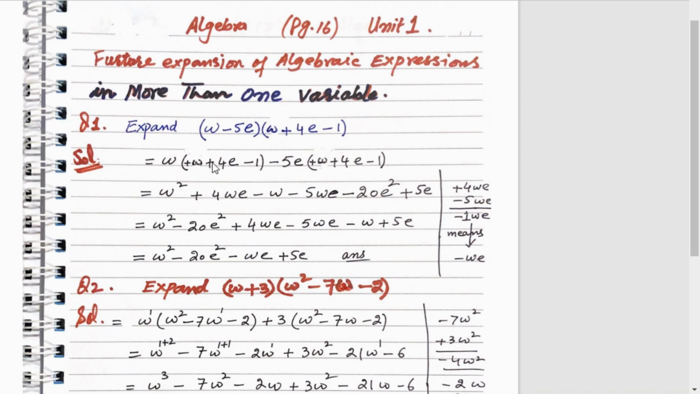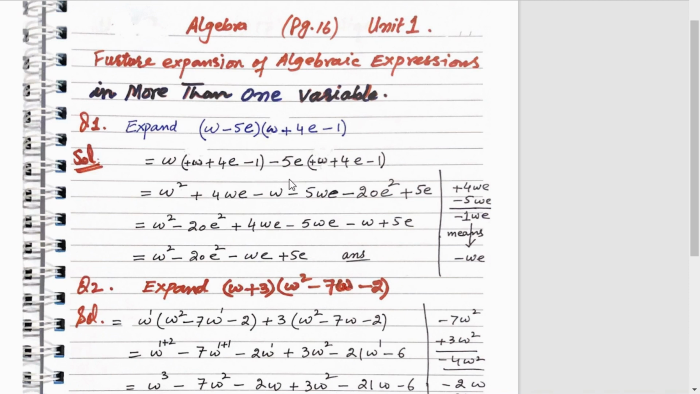Now plus into plus, plus W into 4E, 4WE, as these two are different variables. So we will multiply them like this. We will write them side by side without any sign. It means 4 W E are being multiplied with each other. Now plus multiplied by minus 1 will give you minus W. Plus into minus, minus W 1 times is W.